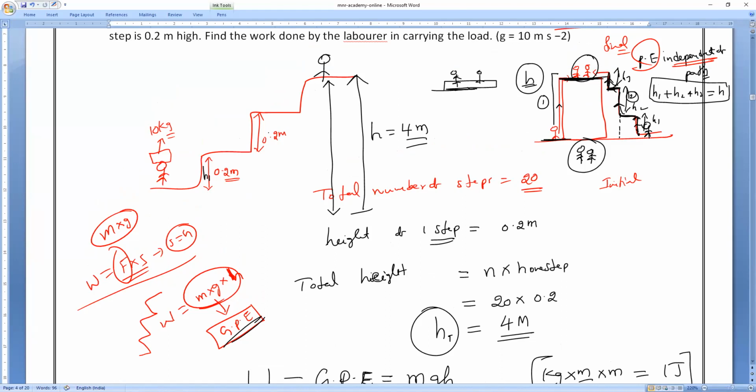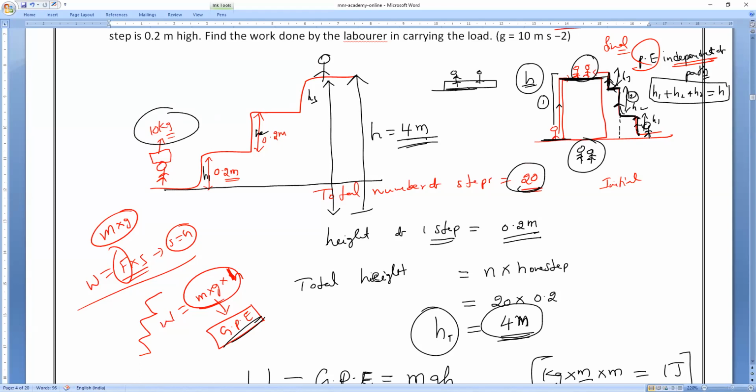This is H1 and this is H2 and this is H3. Like that, 20 steps you are climbing. So 20 steps, each step is 0.2. So the total height is what? 20 into 0.2, you will get 4 meters. That is the total height from the basement. Mr. Cooley has climbed 4 meters height.